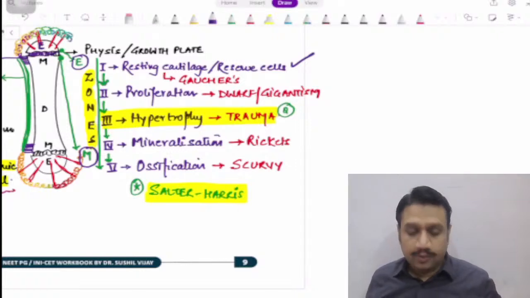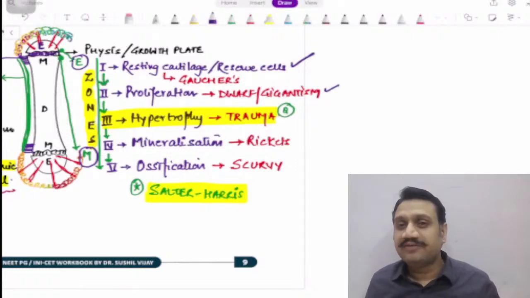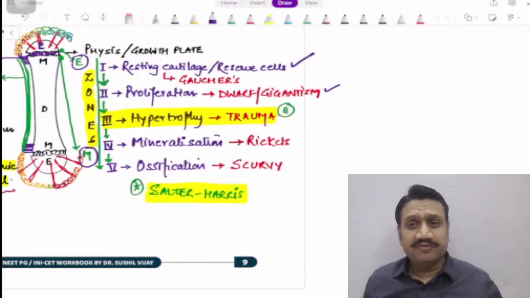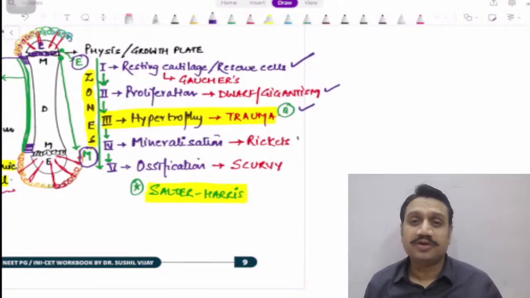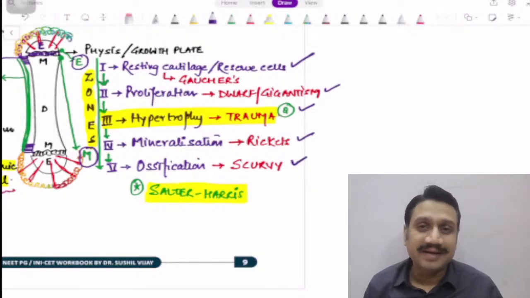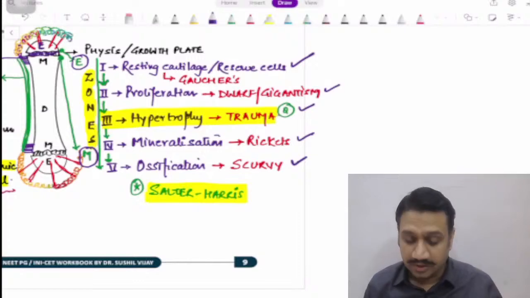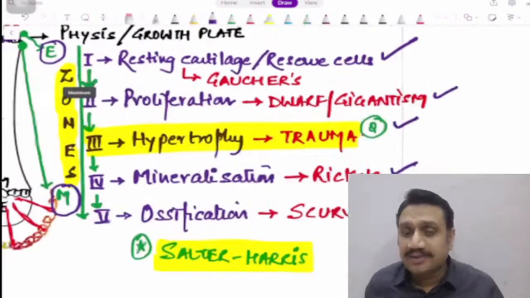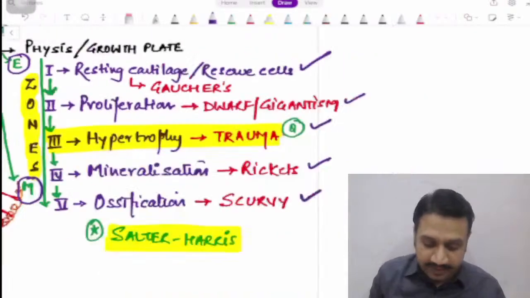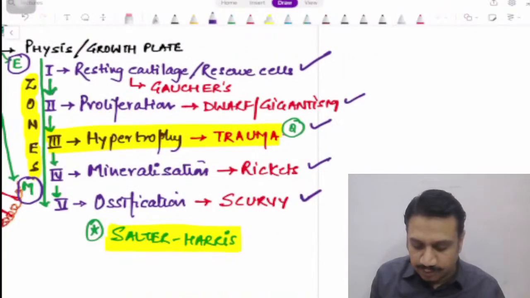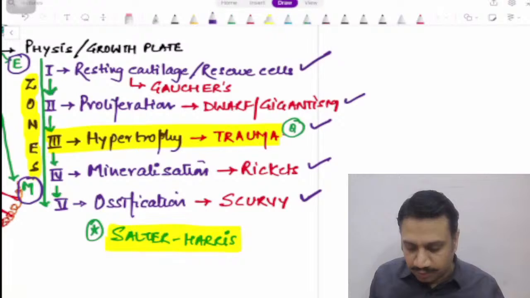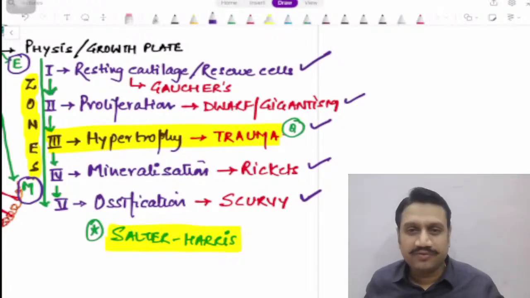Now see, when you look at the zones of the growth plate, the very first layer is the resting cartilage, which is also called the germinal layer, right? Then we have the proliferation layer. Cells proliferate here, and it is associated with the disorders of dwarfism or gigantism, a person getting taller or remaining short. It depends on zone number 2. Hypertrophy was your INICET question in the recent session: which zone of the growth plate is most commonly involved in trauma? Most commonly involved in trauma is always the hypertrophy, right?